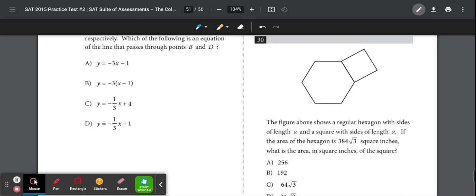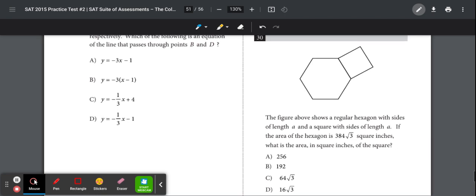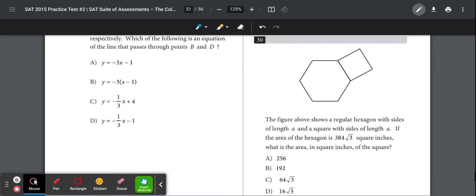Question number 30, SAT practice test 2. We have a figure that is representing a regular hexagon with a side length of A. So all those are A.